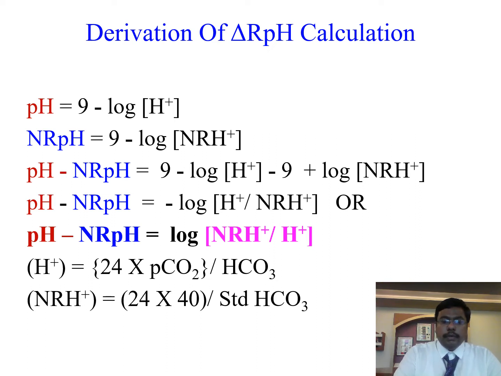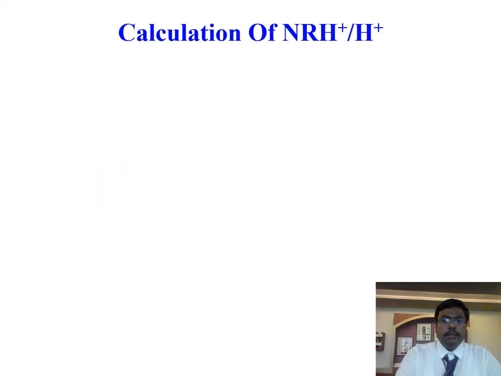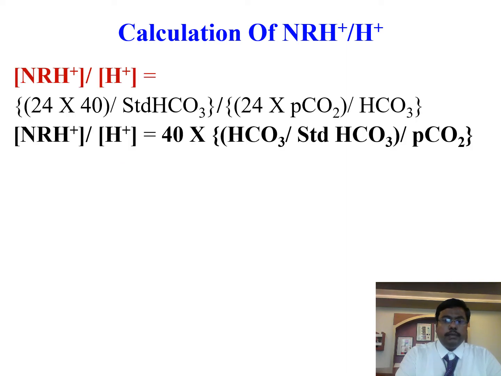So H plus can be calculated using the modified Henderson equation, 24 into PCO2 divided by bicarbonate, and NRH plus can be calculated using the same modified Henderson equation, but you have to substitute. In the place of PCO2 you have to substitute 40, and in the place of bicarbonate you have to substitute standard bicarbonate. So NRH plus is equal to 24 into 40 divided by standard bicarbonate. Calculation of NRH plus divided by H plus.